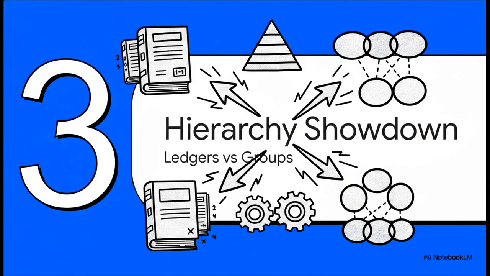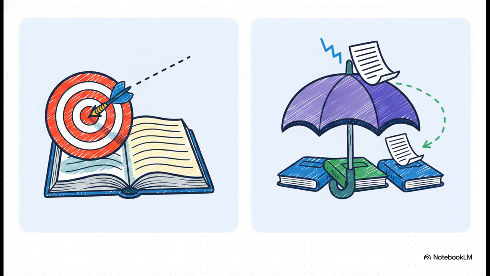Moving on to the hierarchy showdown. Let's juxtapose their functions directly to clear up any lingering confusion. Think of the ledger as your absolute destination, the actual, tangible location where a specific financial transaction is recorded. You record here. The group, meanwhile, is your umbrella. It merely classifies. It's kind of like a folder on your computer desktop, while the ledger is a document inside that folder. You don't write text onto the folder itself, right? You write into the document.